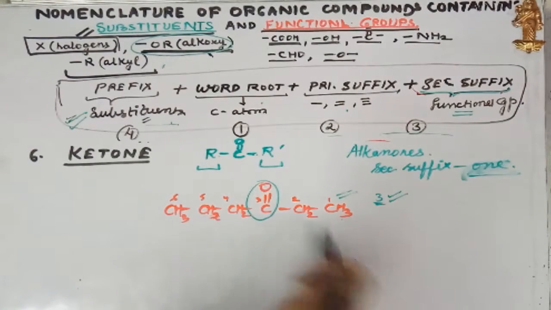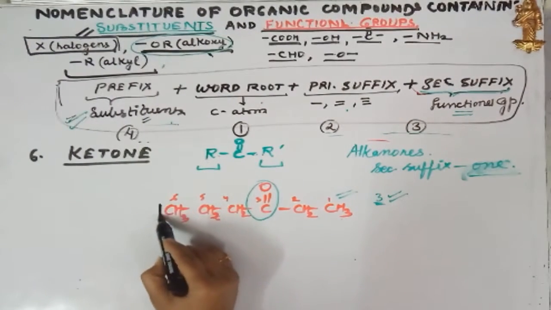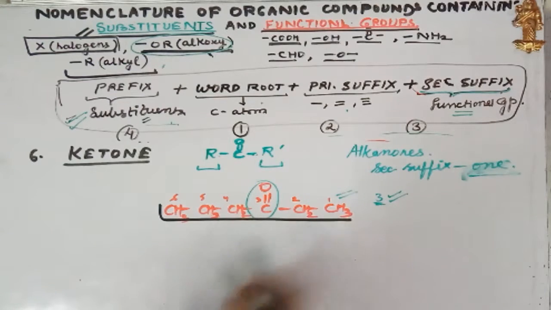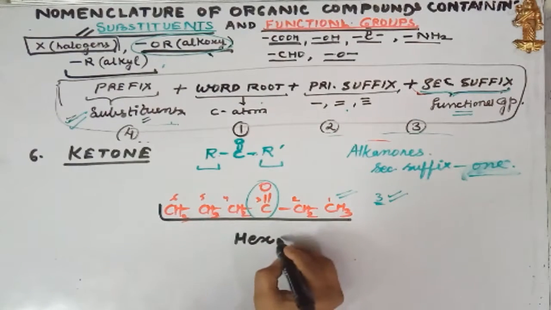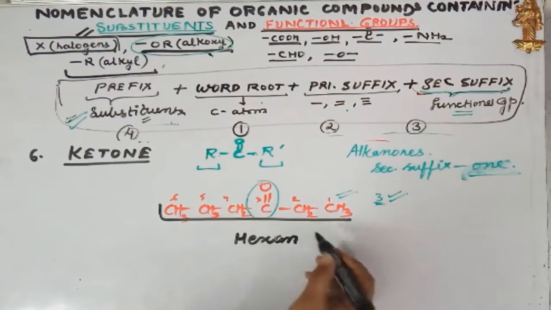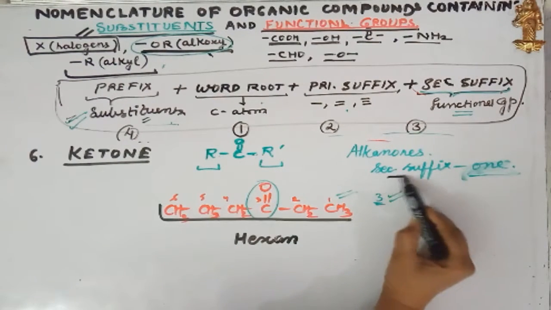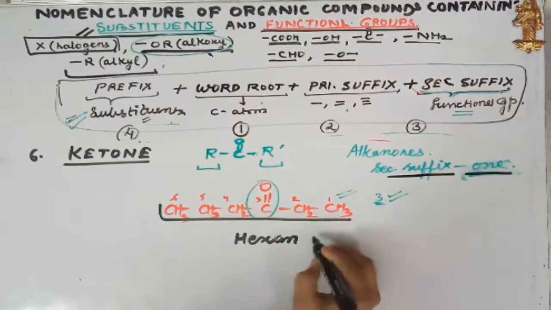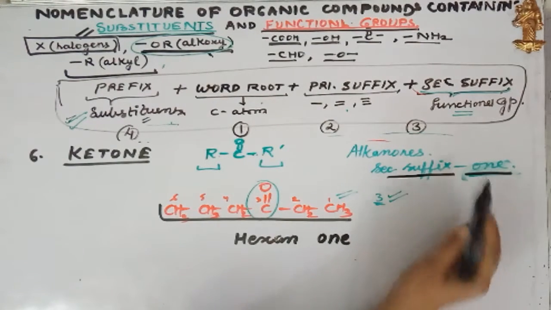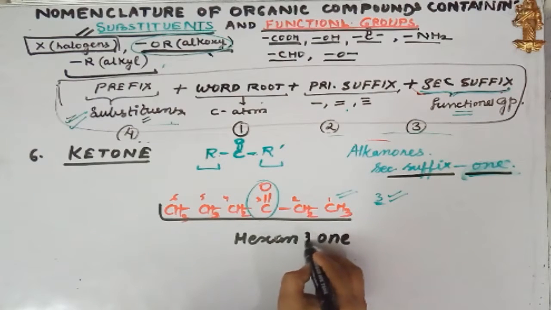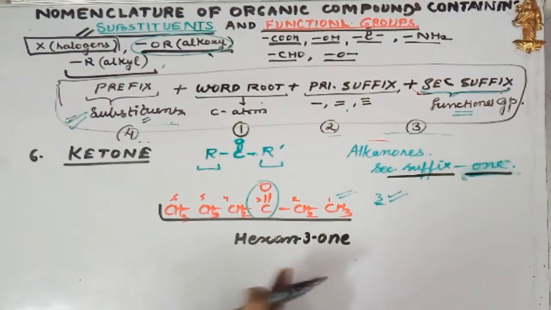Let us name the compound. Starting from the word root, how many carbon atoms? 6, which means it is hex. Is there a double bond or triple bond present here or not? No, so this is ane. Is there any functional group present? Yes. Which one? Ketone. What is the secondary suffix for the ketone? It is -one. So hexane -one. Where is this -one present? It is at the 3rd position. So it becomes hexan-3-one.